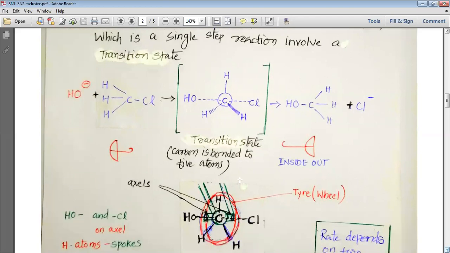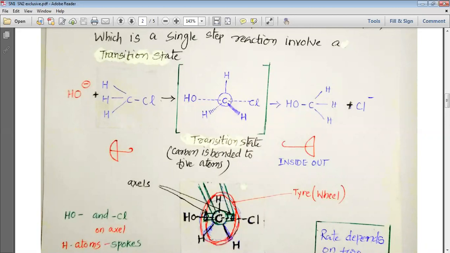Now look at this. This is your chloromethane. OH minus attacks from one side. As OH minus attacks from one side, OH gets bonded to the carbon. At the same time, chlorine is still bonded to the carbon.